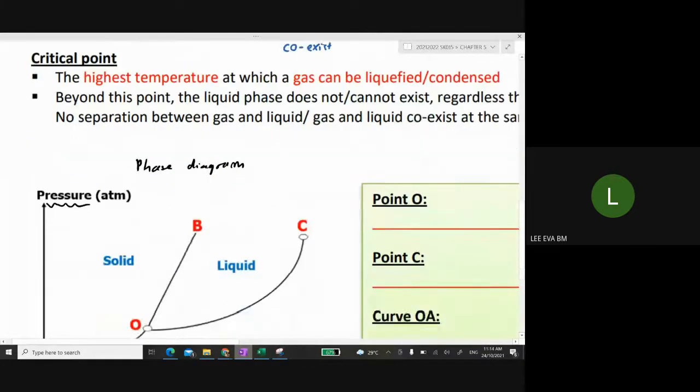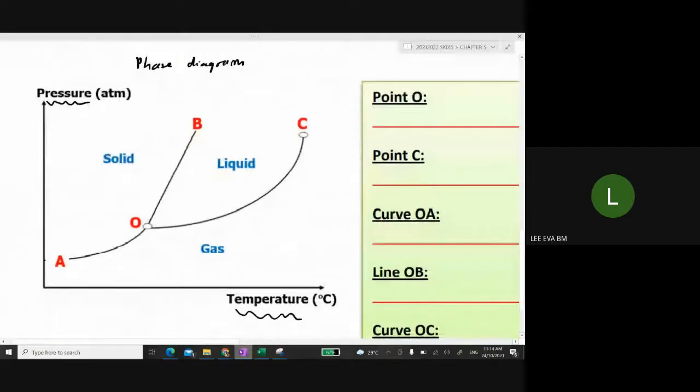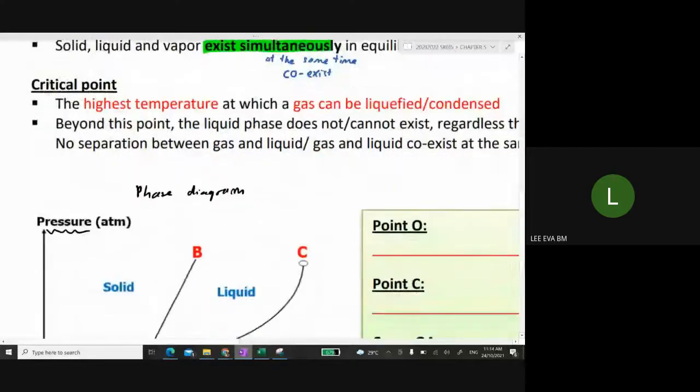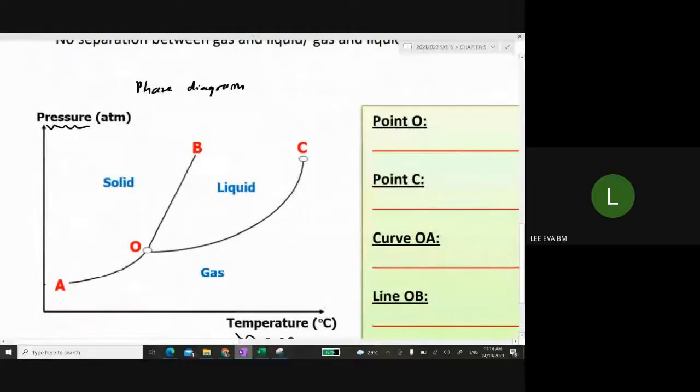Okay, so if you look at the phase diagram here, if let's say we want to find the triple point, which is the point? A, O, B, or C? If let's say over here is a phase diagram, you can clearly see we have a solid phase, a liquid phase, and a gas phase. So which is the point that represents the triple point? Try to guess. I reckon it is O.